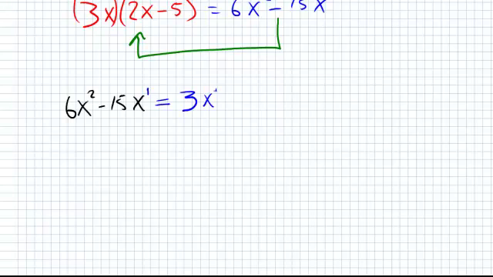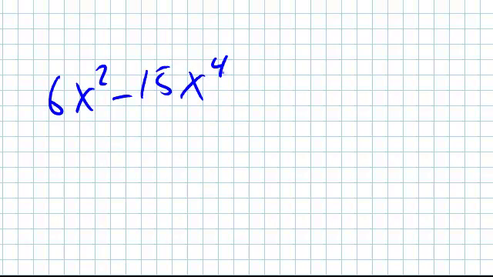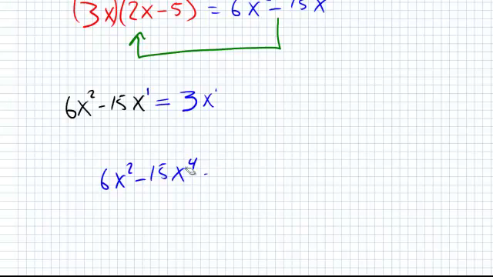If I were to have bigger ones, let's say 6x squared minus 15x to the fourth, and I'm going to write 3x, what's my smallest exponent out here? Actually, this time it's the 2, because 2 is smaller than 4. I'd write that out there. But that wasn't the case, just to prove a point.